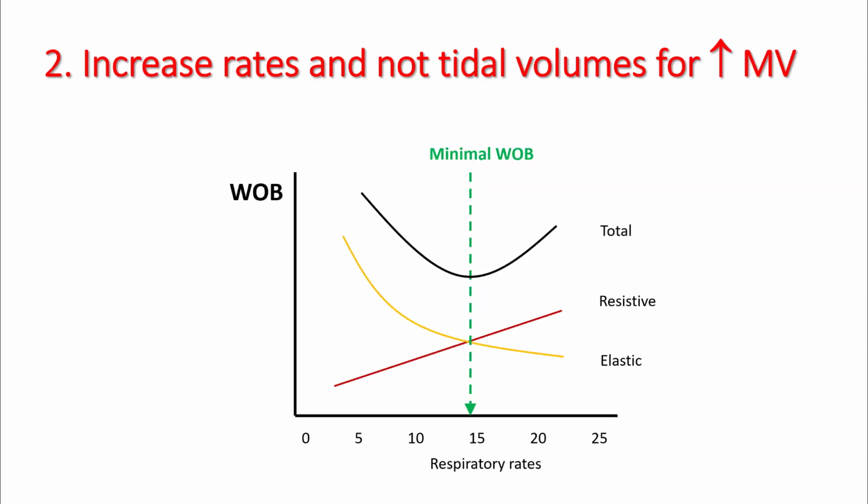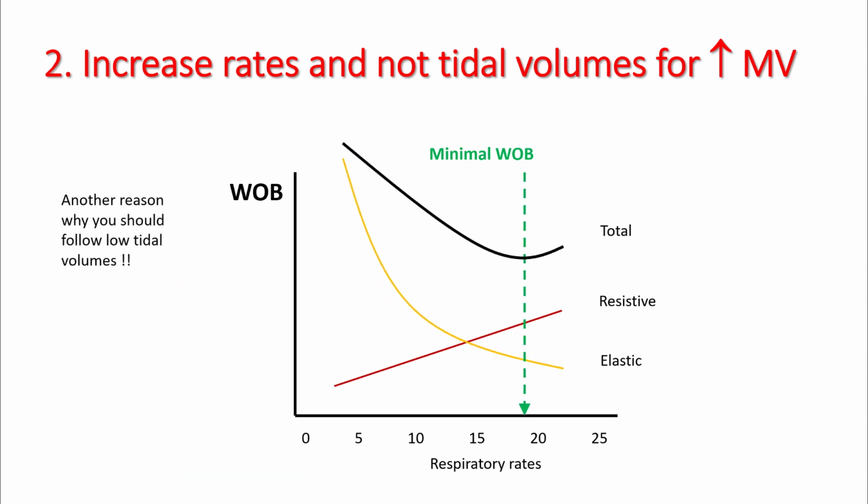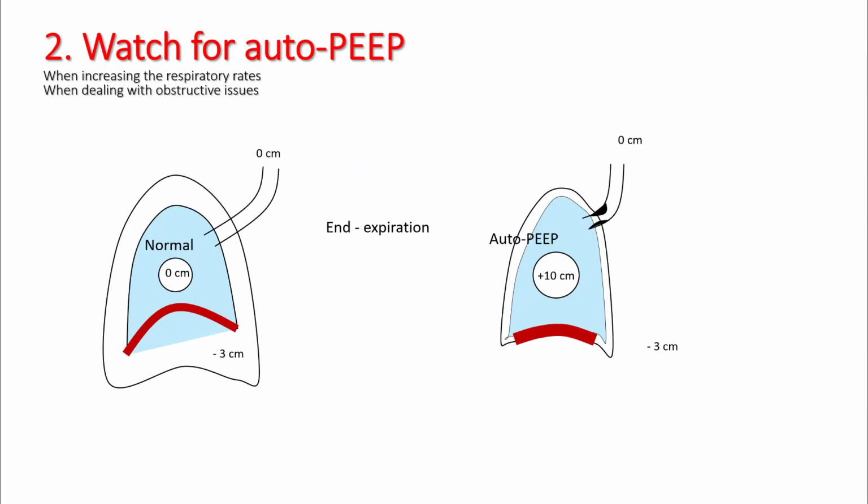In patients with increased lung stiffness, increasing rates is more efficient in minimizing work of breathing. This is one of the other reasons why you should use low tidal volumes and work on the rates to increase your minute ventilation. Whenever you do increase the rate, always watch for auto-PEEP. You also watch for auto-PEEP when you're dealing with obstructive processes.